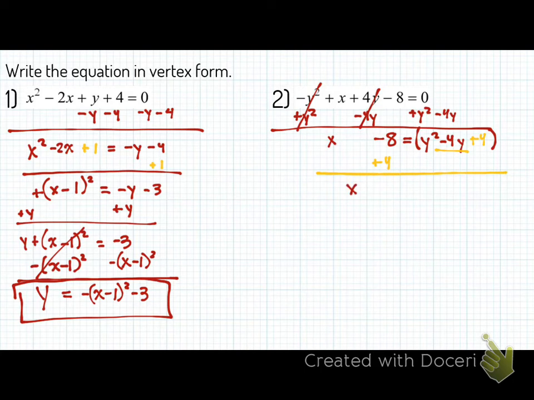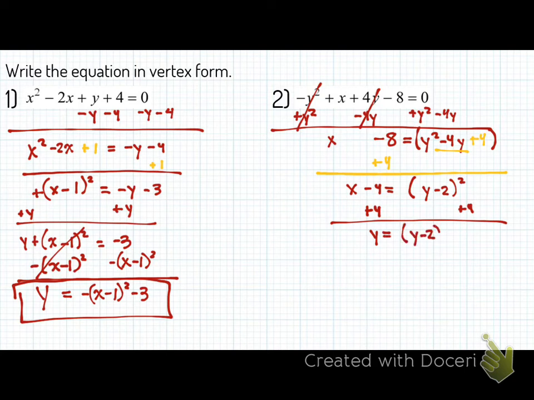So we got x, negative 8 plus 4 is negative 4, which is equal to, this becomes a perfect square trinomial, so the square root of y squared is going to be y. Half of negative 4 is negative 2, and this is squared. Almost done here. We have to add 4 to both sides, and when we do that we get y is equal to the quantity of y minus 2 squared, all plus 4. Okay, and there's your answer.